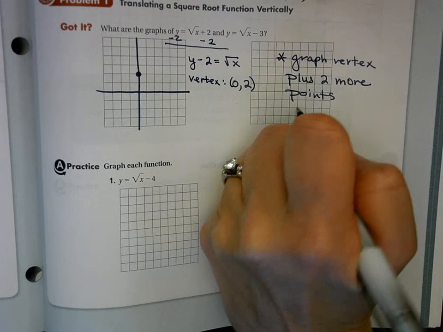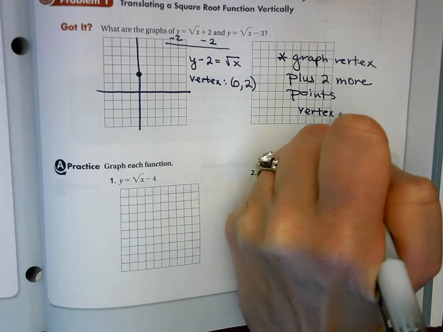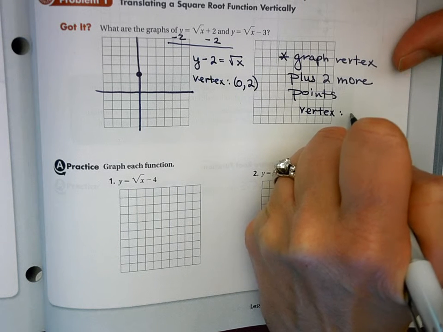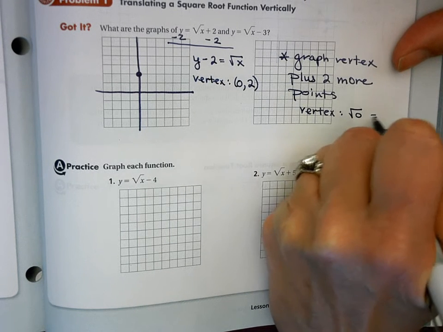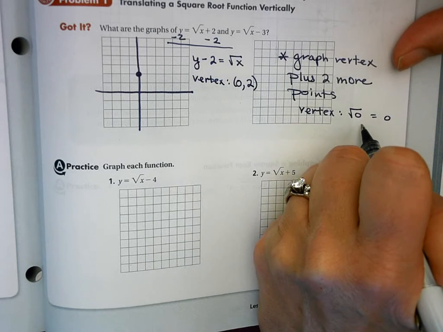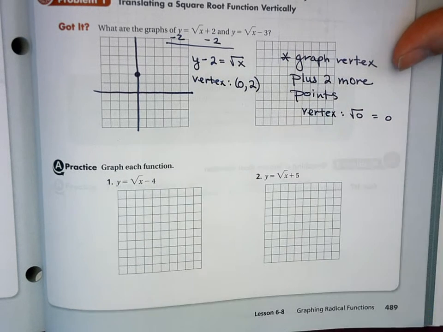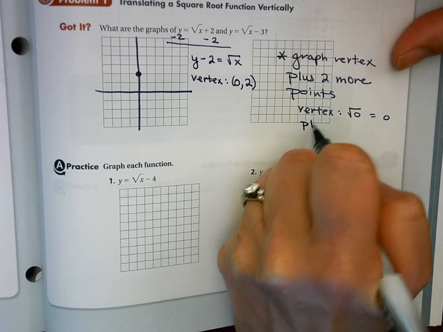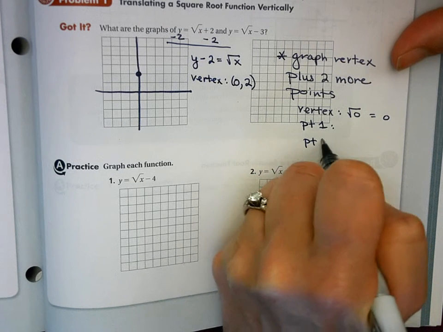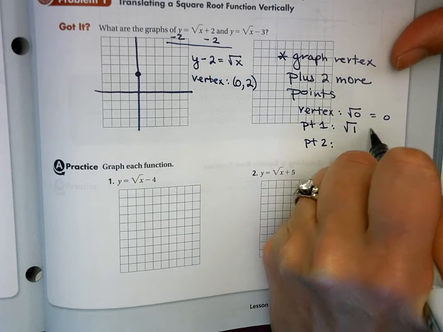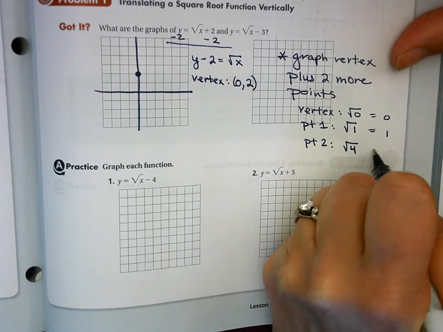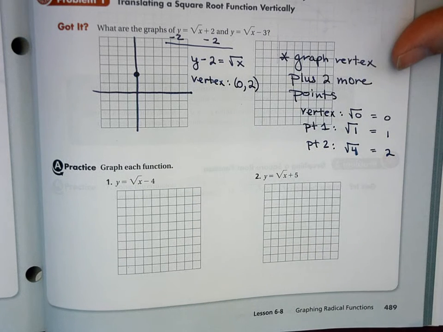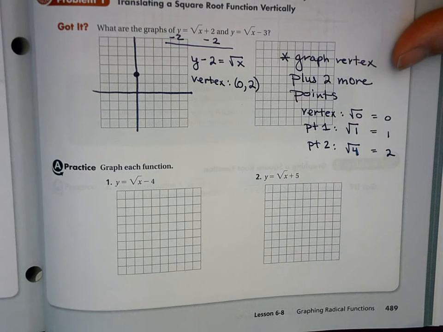Your vertex is always going to be whatever your shift is. So it will always generate the square root of 0. Not that x is 0. That doesn't mean x is 0. It just means the result is 0. And then your plus 2 more points, so I'm going to call it 0.1, 0.2, are going to be from the square root of 1 and then the square root of 4. Again, it doesn't mean x is 1. It just means the result is 1. Okay, and we'll see an example of that here in just a minute.